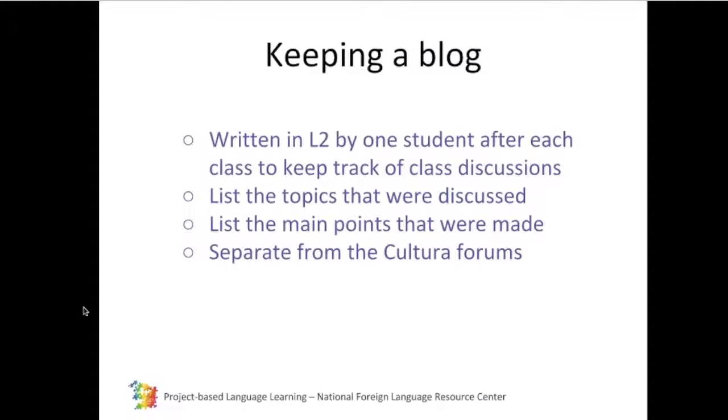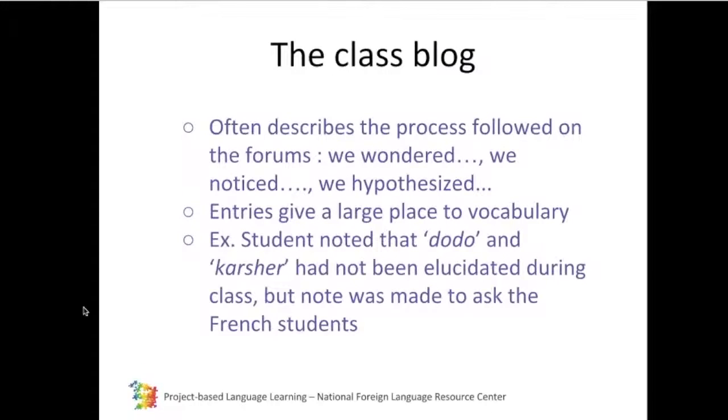And at the very beginning, my intention was, I was teaching 2 sessions, the discussions go in very different directions, and I needed to keep track of what was unfolding in each class. And I realized that the class blog often describes the process followed on the forums. Students will say, we wondered, we noticed, we hypothesized, and the entries give a large place to vocabulary. For instance, a student noted that dodo and Karcher had not been elucidated during class, but that note was made to ask the French students.